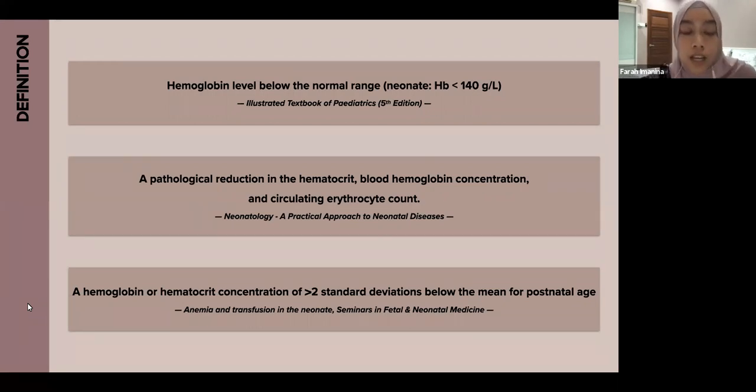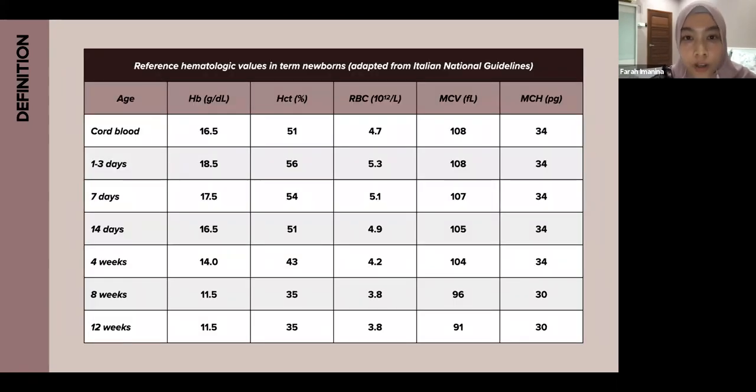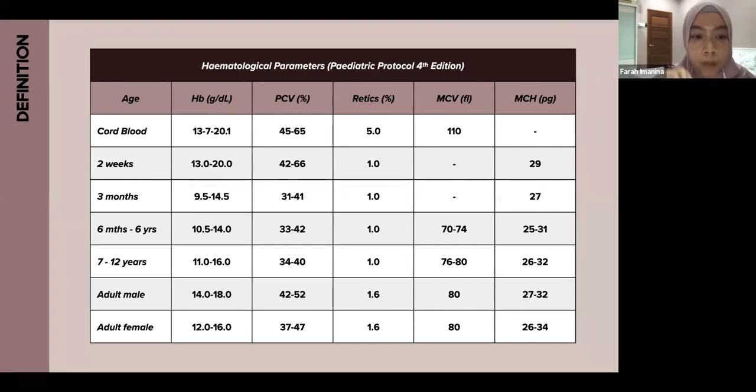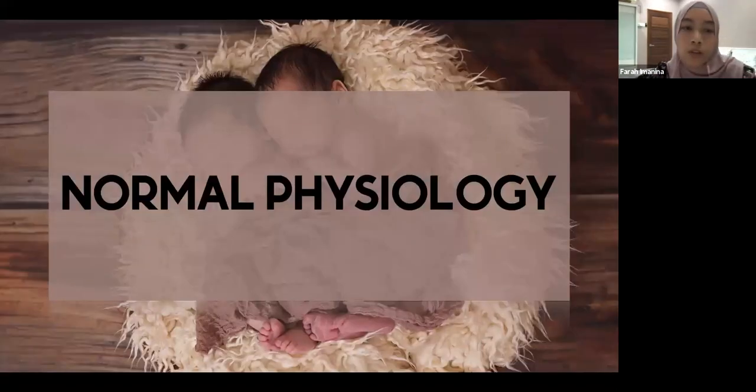So for example, if we have a neonate that we suspect has anemia, we look at the hemoglobin level, and we need to know the age of the patient. This is the normal reference range for the term newborn. On the left side we have the age of the patient, and on the right side the parameters. For example, at 1 to 3 days of life, the hemoglobin level is 18.5 gram per deciliter. However, as the patient grows older, after 1 week, 2 weeks, 4 weeks, and so on, the hemoglobin level shows a decreasing trend. This is normal. That is why, apart from looking at the hemoglobin level, you must know the age of the patient. This is another reference range I took from the protocol. You can look later. All right, moving on to the normal physiology.